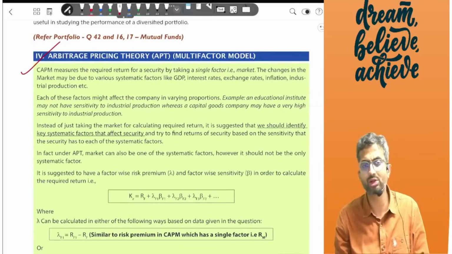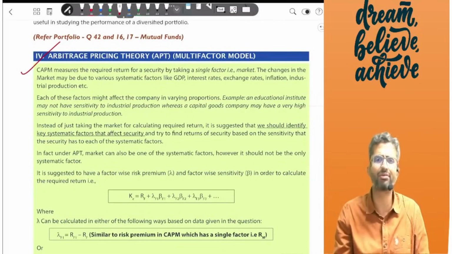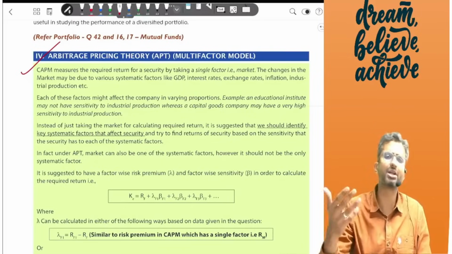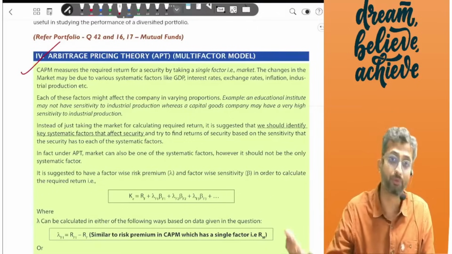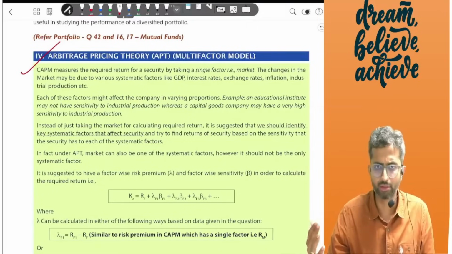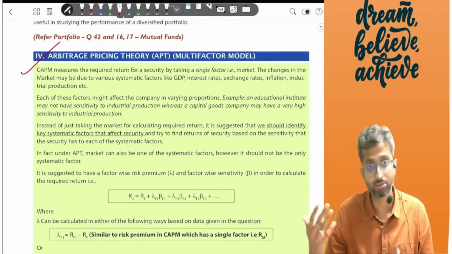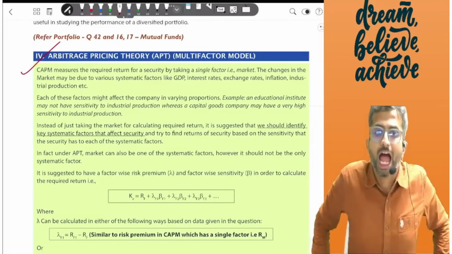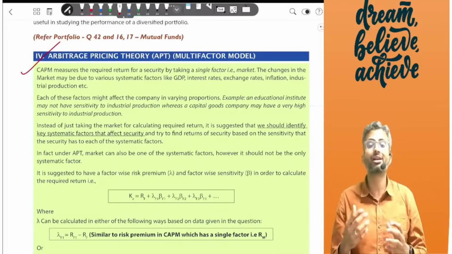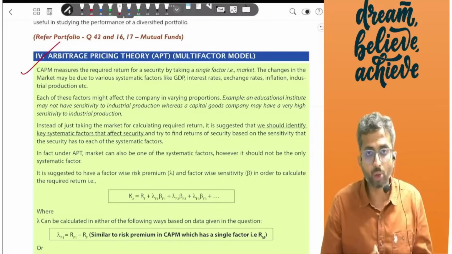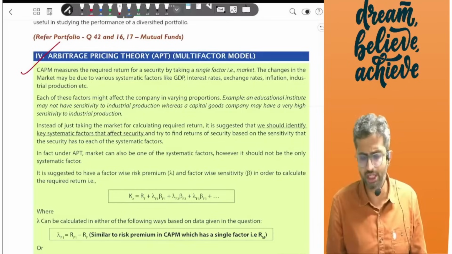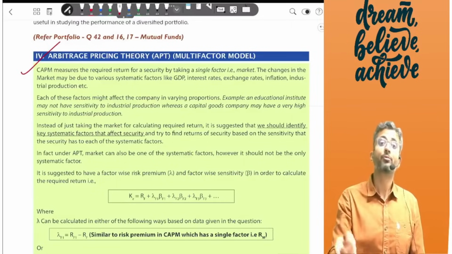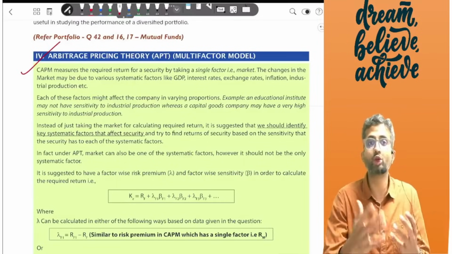Or if I am an education or an IT company which does not have any debt, for me the interest rate change also does not matter significantly. But for an infrastructure company which has a lot of infrastructure related loans, interest rate changes do matter, and hence they say that we should try to break down the market and try to find the sensitivity of your security individually to factors to which you are sensitive and to which you are responding.